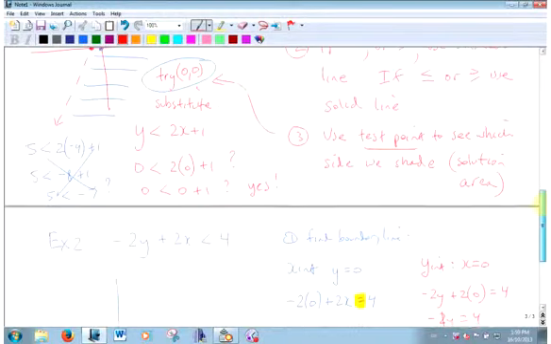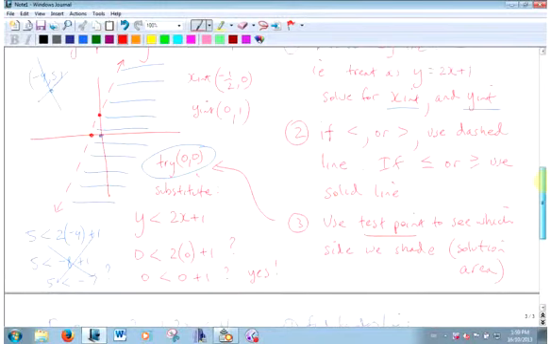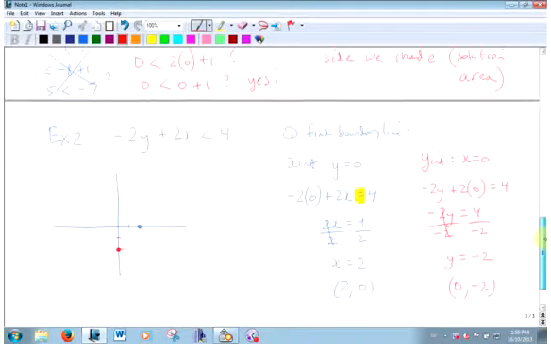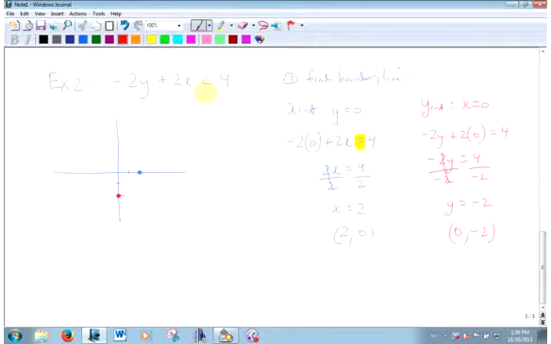Now, what's next? If it's less than or greater than, use a dashed line. If it's equal, use a solid line. Do I want to dash this or make it solid? Dash it. You all say overwhelmingly. Last, what side do I want to shade? How do I do that? Erlina?